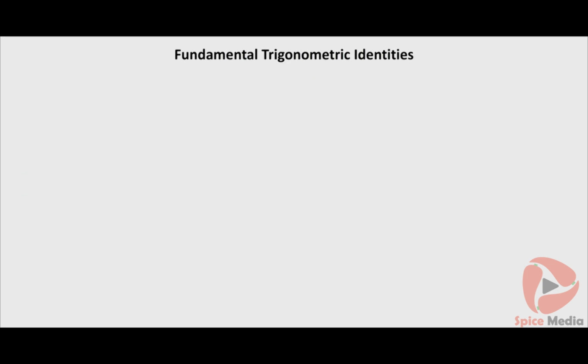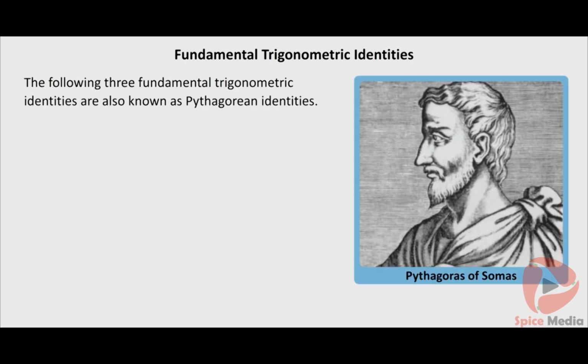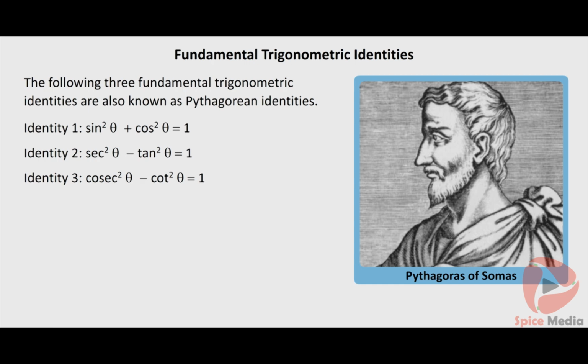Fundamental trigonometric identities. The following three fundamental trigonometric identities are also known as Pythagorean identities. Identity 1. Sin squared theta plus cos squared theta is equal to 1. Identity 2. Secant squared theta minus tan squared theta is equal to 1. Identity 3. Cosecant squared theta minus cot squared theta is equal to 1.